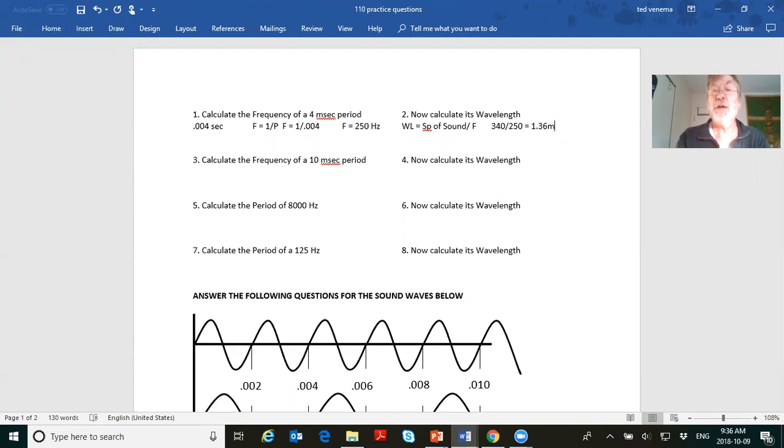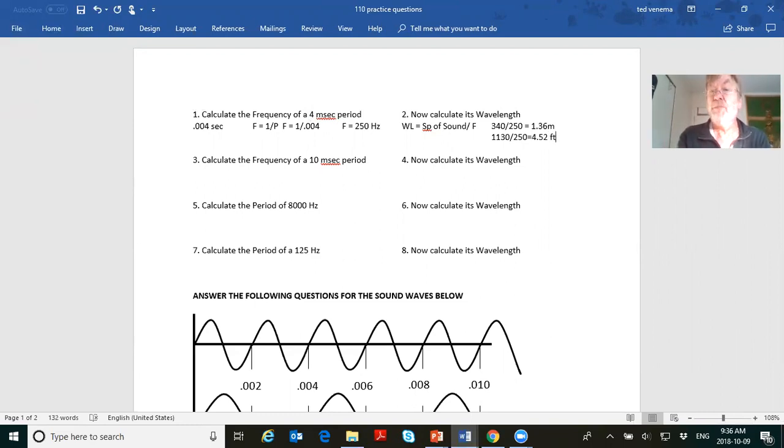And if you wanted to try it in good old feet, why don't we try that? 1,130 feet per second divided by 250. Again, get your calculator out. 1,130 feet per second divided by 250 is equal to 4.52 feet. So that would be basically 4.5 feet.